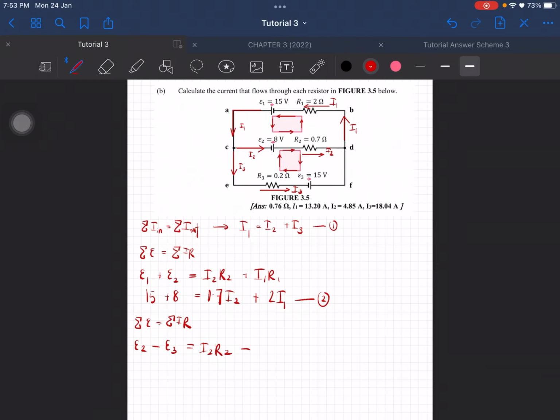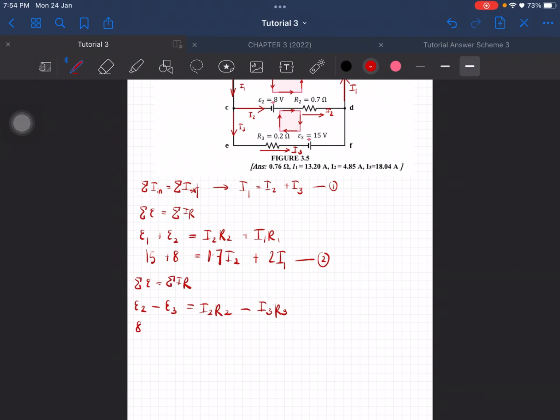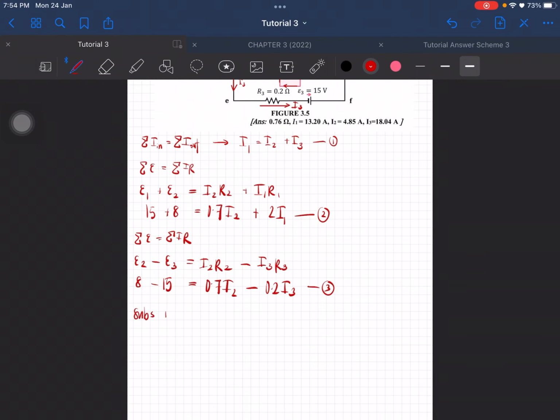That one is I3 R3. There are 2 resistors, so that is the equation. This one is going to be 8 minus 15 equal to 0.7 I2 minus I3 is 0.2 I3. So this is your third equation. From here you can substitute equation 1, which is this one here, into equation 2.